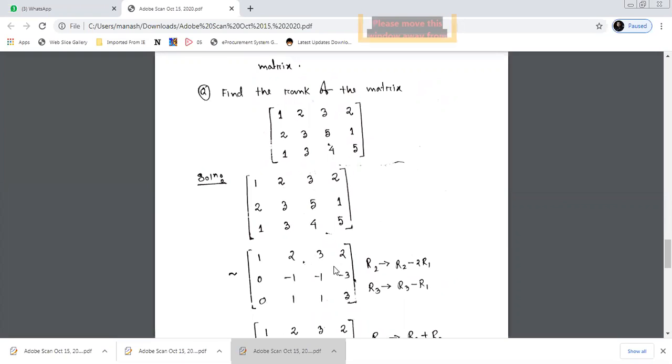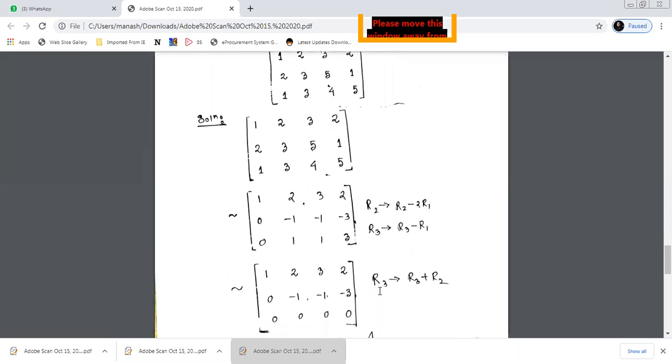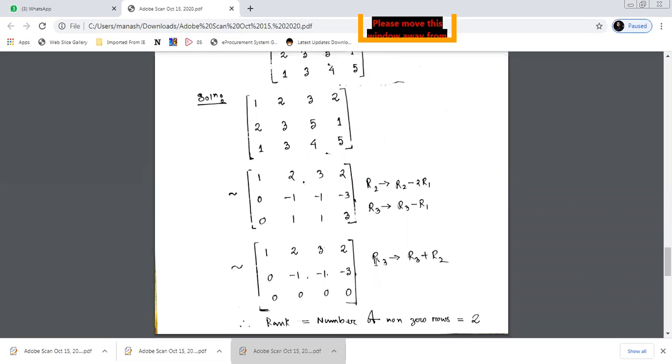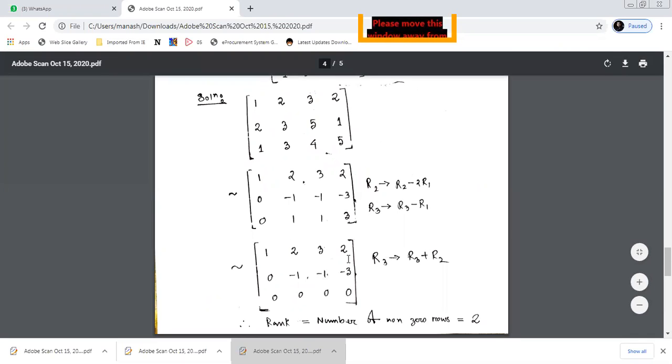Now see here, these elements of the second row and third row are of the same magnitude but different in sign. So if we add row 3 tends to row 3 plus row 2, then what happened? 0 plus 0 will be 0. 1 plus minus 1 will be 0. 1 plus minus 1 will be 0. Again, this is also equal to 0.